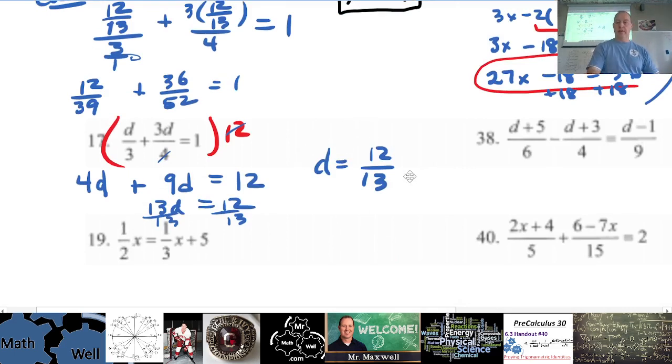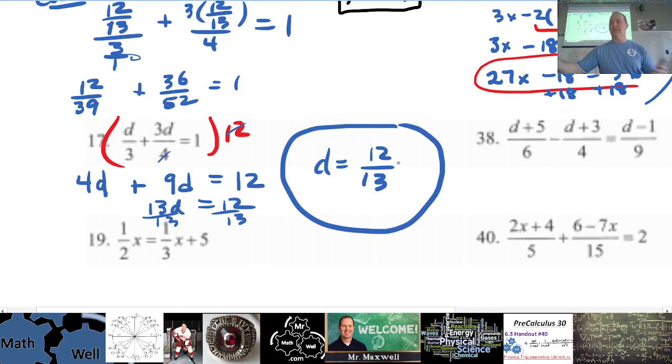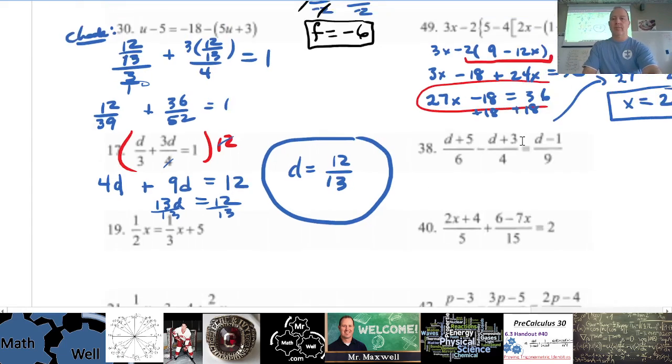These are high level right here. These are tough ones. And don't be afraid if you get a fraction that's a little bit weird like that. It doesn't have to be just 1 or 5 or negative 1/2. It can be 12 over 13. Okay? All right. So keep working.